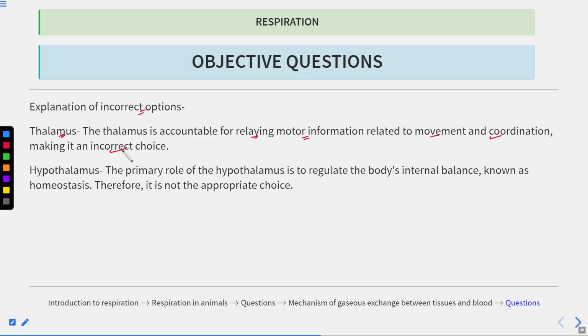Alright, now next is the hypothalamus. What is the primary role of the hypothalamus? It is to regulate the body's internal balance. So, it helps to maintain homeostasis. One example you can say is maintenance of the body temperature. An example of one phenomenon that is controlled by the hypothalamus is the maintenance of the body temperature.